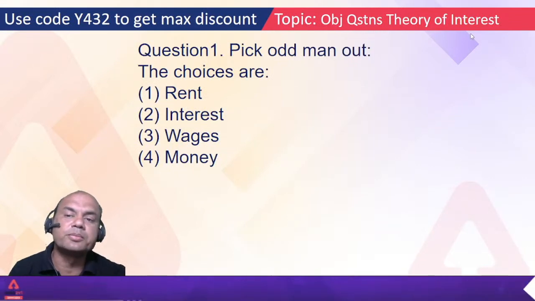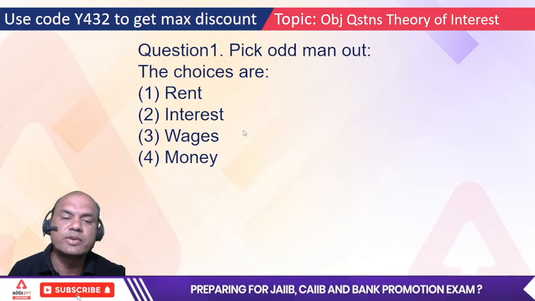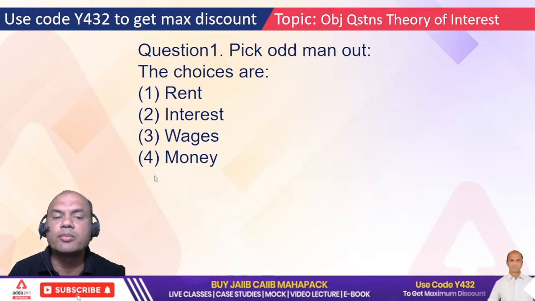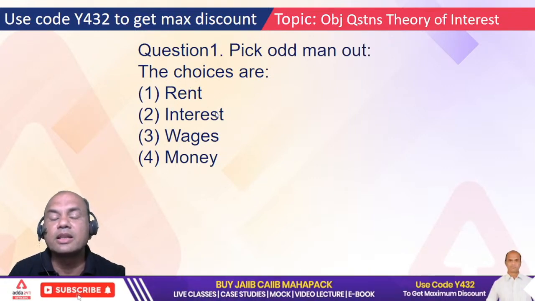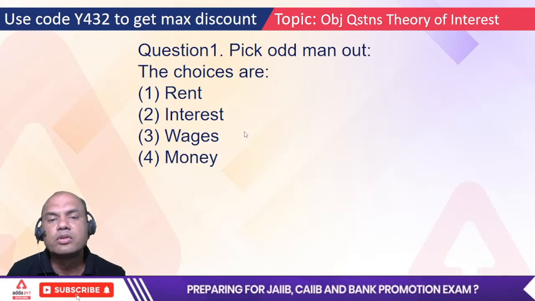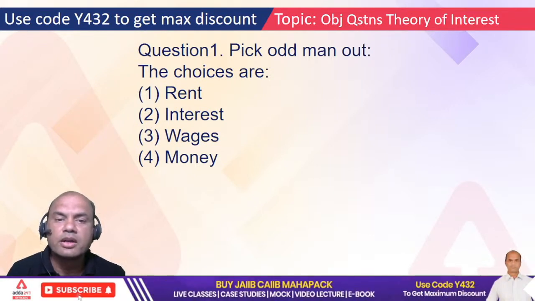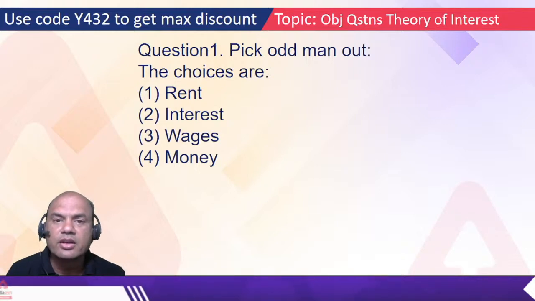So let's move on to the objective questions now. Pick the odd man out. The choices are rent, interest, wages and money. Which is the odd man out over here? I'll give you 10 seconds now. Tick tick 1, tick tick 2, tick tick 3, tick tick 4, tick tick 5, tick tick 6. Yes, I'll count till 10.